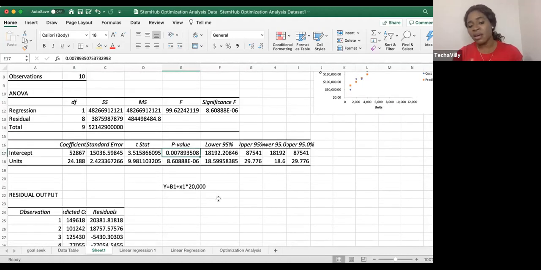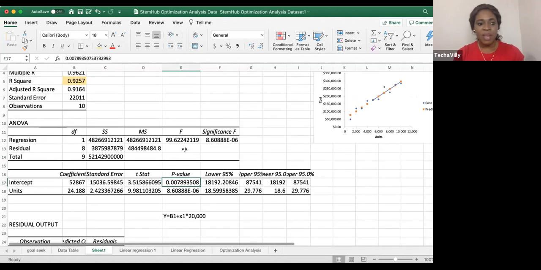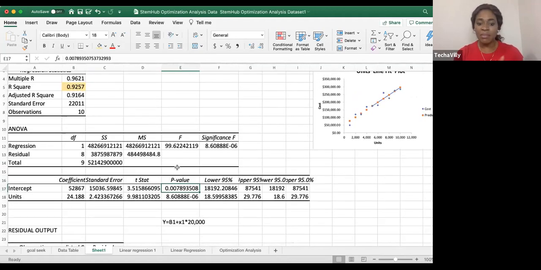If this p-value is not good and the R square is not good, that means you cannot use this model to take your decision, just the way we want to do. So we want to take a decision right now. So the first question, we have answered it. So this is the function.